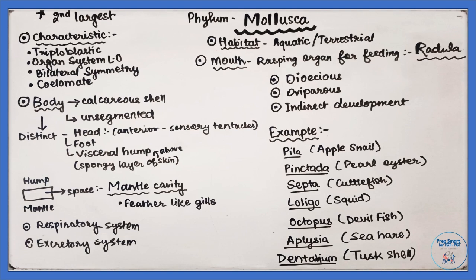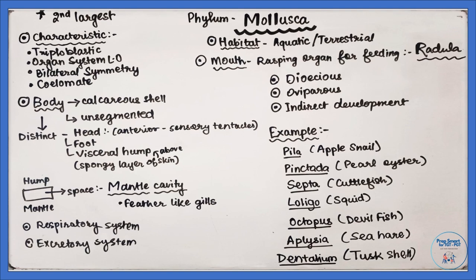In the interior portion of the head, there is presence of sensory tentacles. Exoskeleton is a calcareous shell, which may be present or absent in some. Body is divided into head, foot, and mantle cavity. The space between the hump and the mantle is basically called the mantle cavity. Mantle cavity has feather-like gills.